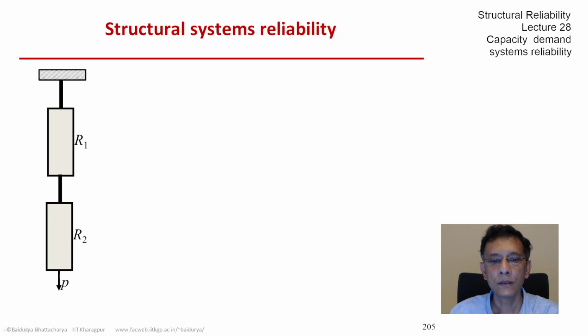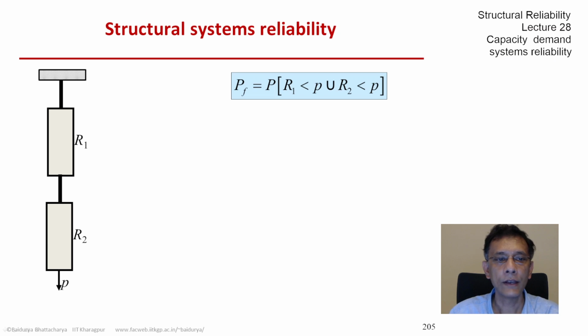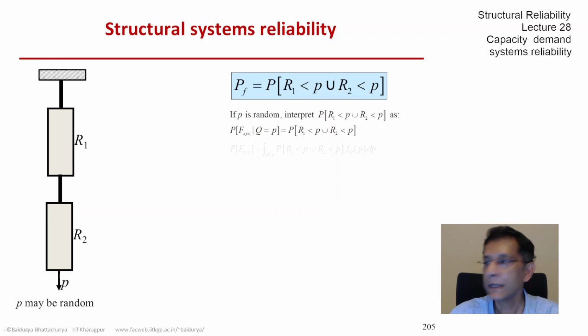In our 2-unit series system, where the two elements are loaded by the same load P, the failure probability is P of R1 less than P union R2 less than P, so it's a union probability. What happens if P is random? Then we could interpret the failure probability you see above, P of R1 less than P or R2 less than P, as a conditional probability.